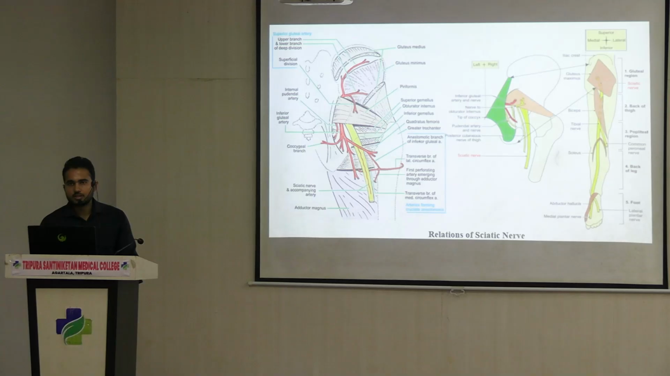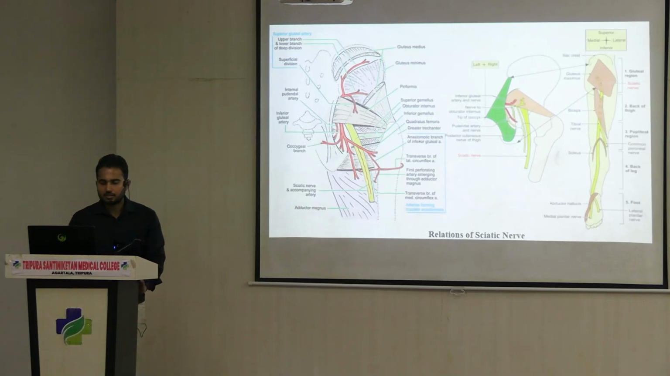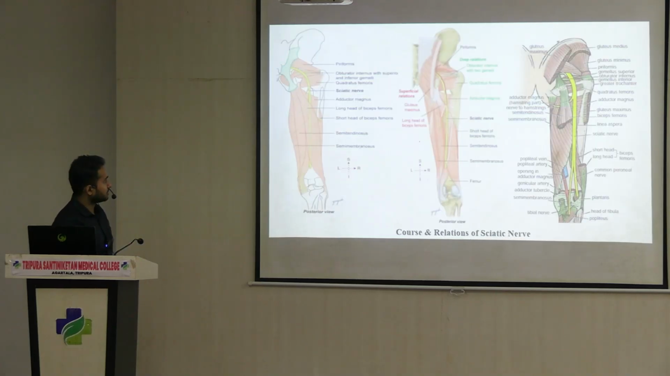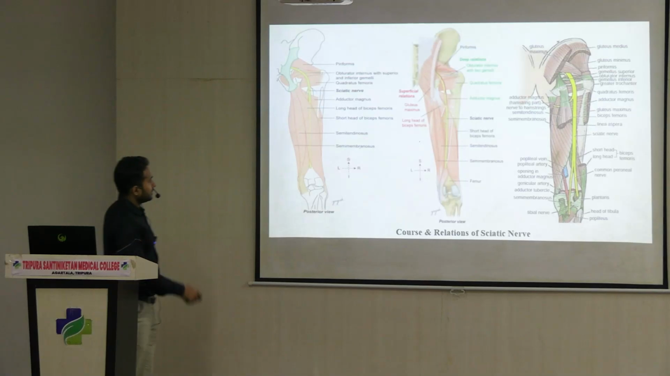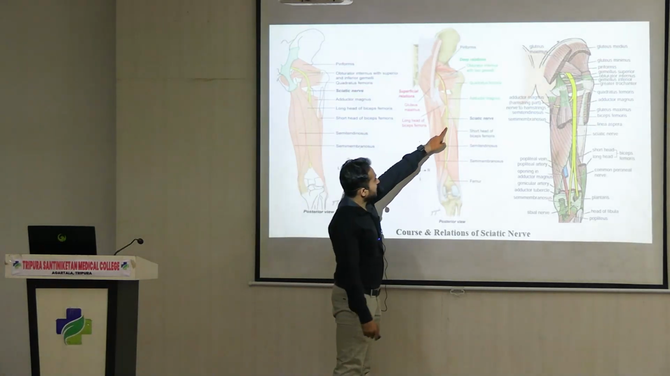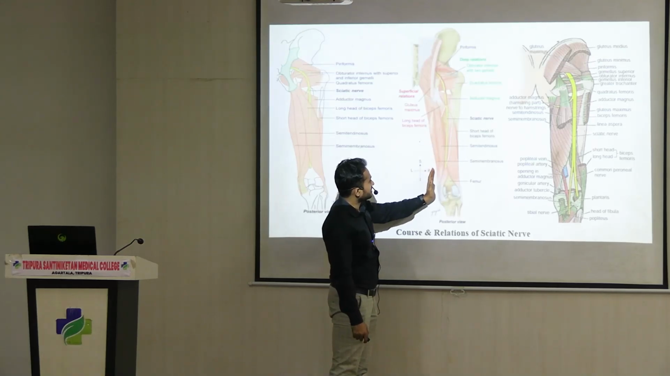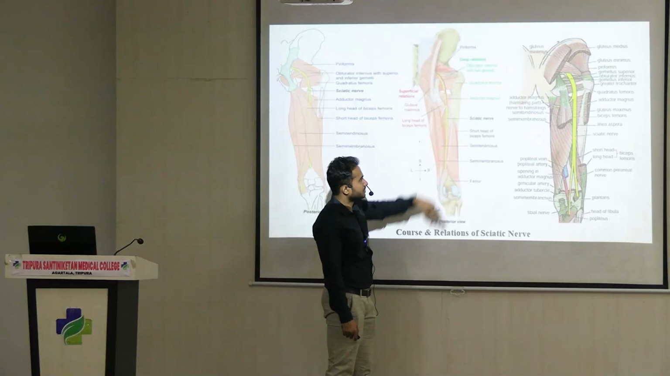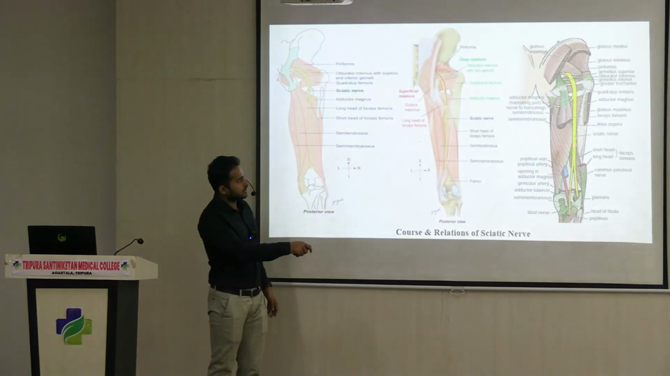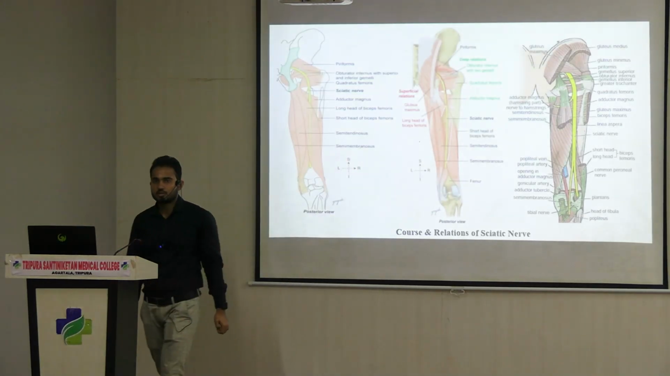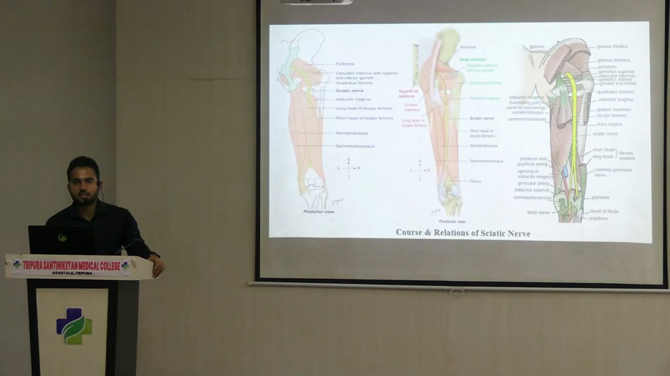Next, if you see the relations in the thigh, as I have shown you, long head of the biceps femoris, adductor magnus, then medially semimembranosus, semitendinosus will be there. So this is the course of sciatic nerve in the thigh. Now this is the lateral side, this is the medial side. On the medial side you will be getting the semimembranosus, semitendinosus, and on the lateral side you will be getting the biceps femoris. Here also you can see the diagram. So this is the way to mention about the relations at various levels.